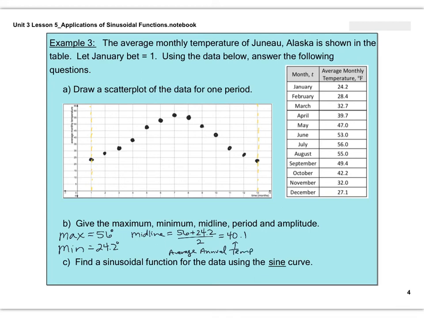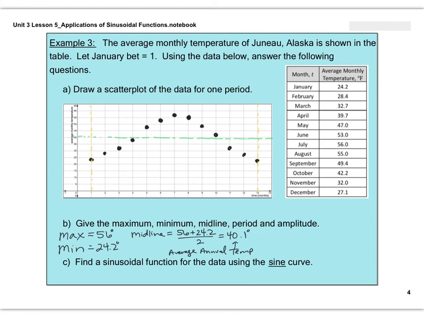Pretty cool, 40.1 degrees. And go up to your graph and let's draw that midline on at 40.1 and see if it actually looks right. Does that look correct? Does half look above and half look below? Yeah, I would say it does. Pretty cool.